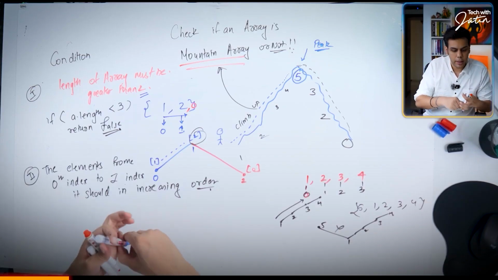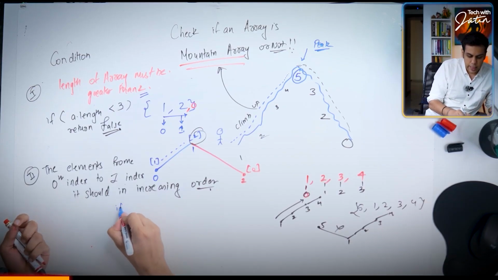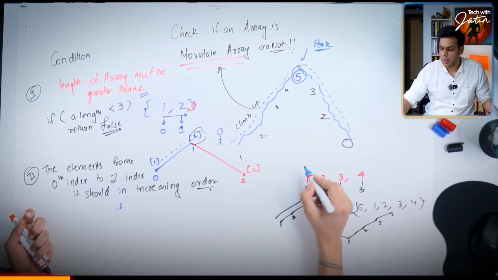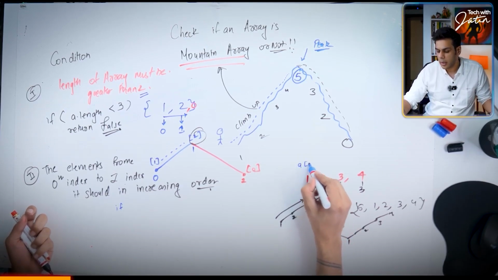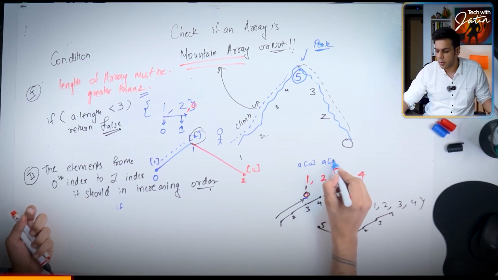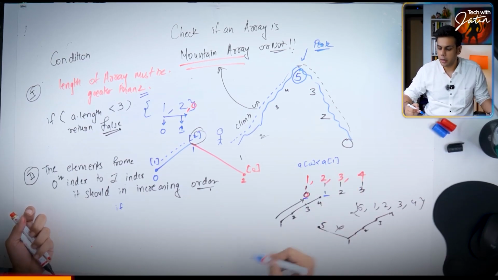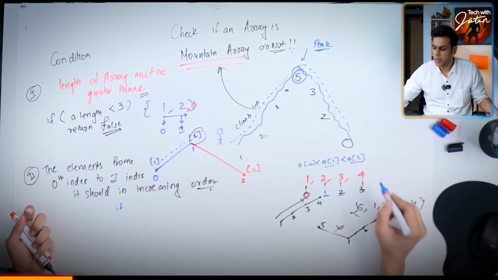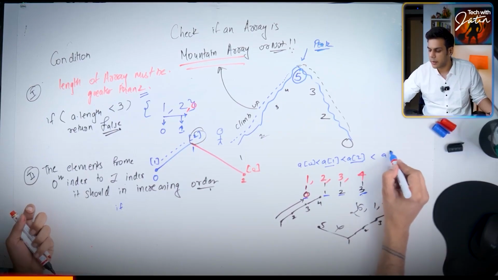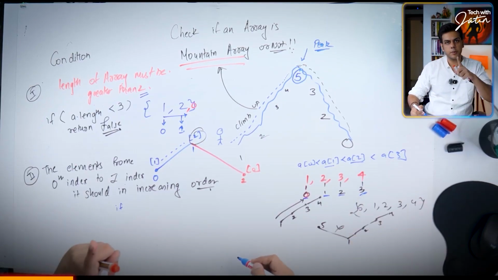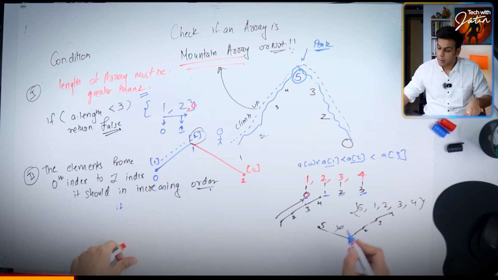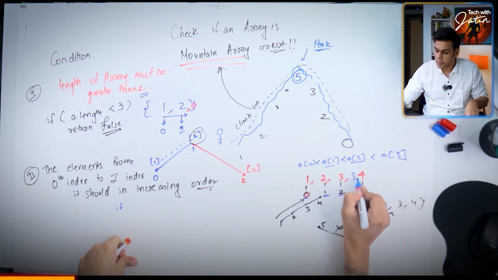How can you check that particular condition? Look carefully, this is 0, this is 1. So I can say A of 0, A of 1, it should be greater. This is A of 1, this is A of 2. A of 2 is greater than A of 1. This is A of 3, right? Like this. Is this part clear to everyone? Perfect.